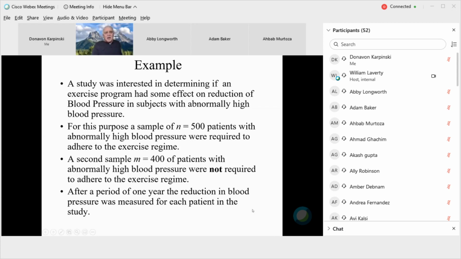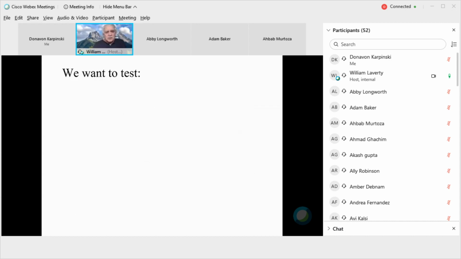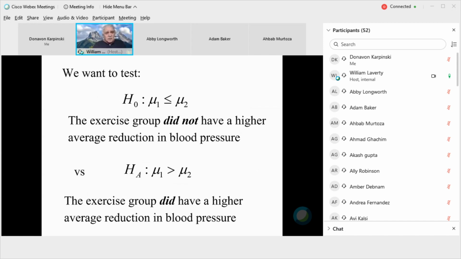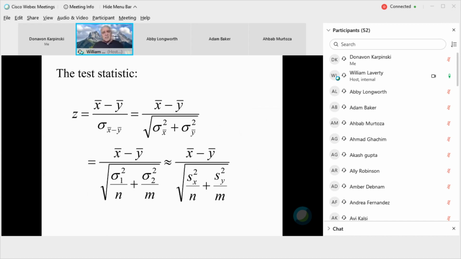If not putting them on an exercise regime had no effect on their blood pressure, the average drop in blood pressure would be 0. But it might happen that just being in the study causes them to reduce blood pressure. So the null hypothesis is that the exercise group did not have a higher average reduction in blood pressure. The alternative is that they did. That's what the researcher is trying to prove. There's the test statistic.